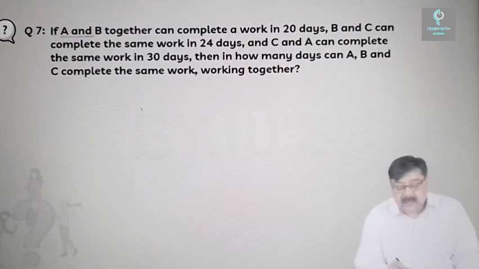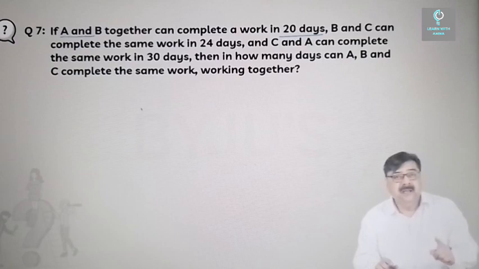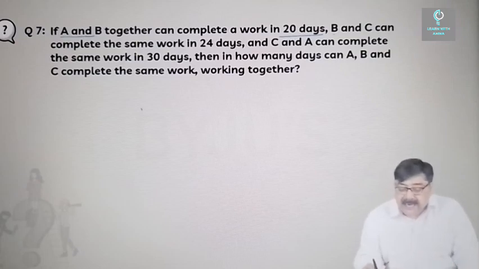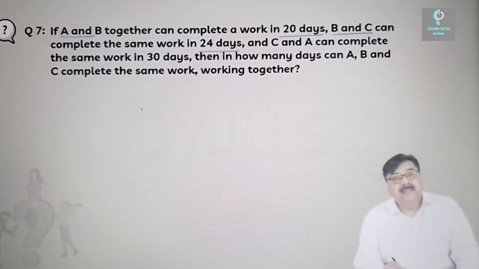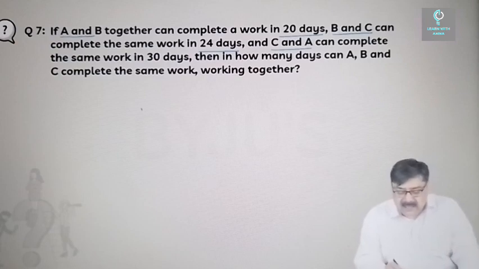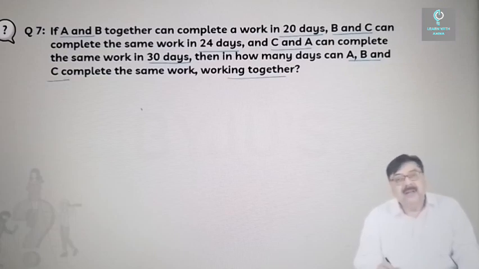If A and B together can complete a work in 20 days, now mind you, this is not one person. A and B, two persons together can complete a work in 20 days. Now B and C together can complete the same work in 24 days. And C and A together can complete the same work in 30 days. Then in how many days can A, B and C complete the same work working together? Well, here also you can make use of LCM method. It will be very effective.